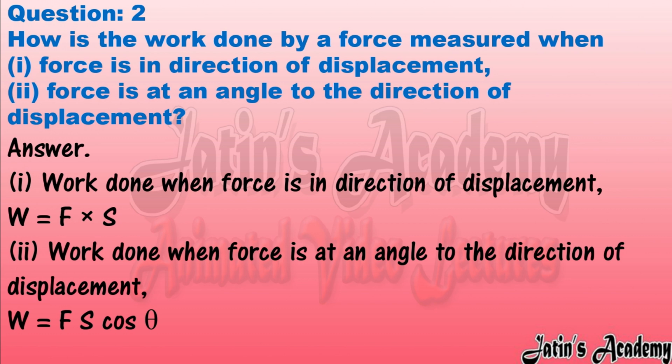Question 2. How is the work done by a force measured when force is in direction of displacement? Answer. Work done when force is in direction of displacement: W is equal to F times S. Second, when force is at an angle to the direction of displacement? Answer. Work done when force is at an angle to the direction of displacement: W is equal to Fs cos theta.